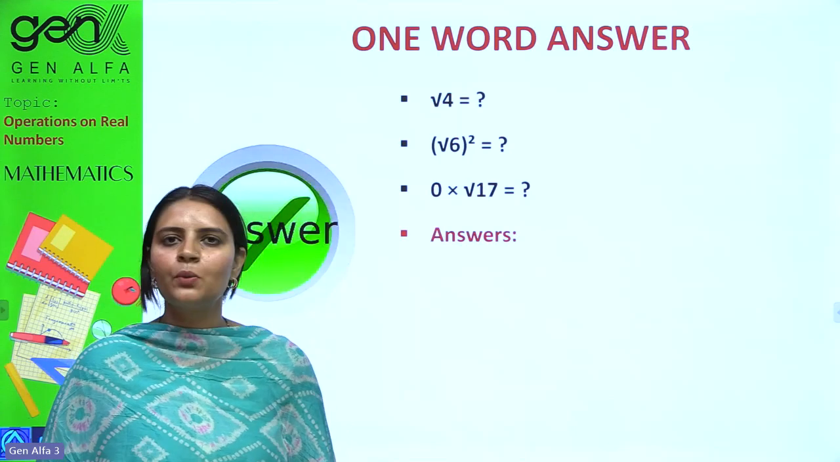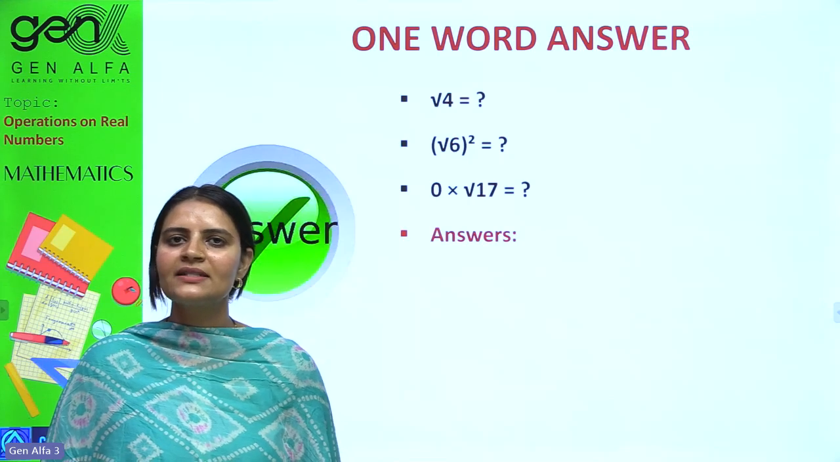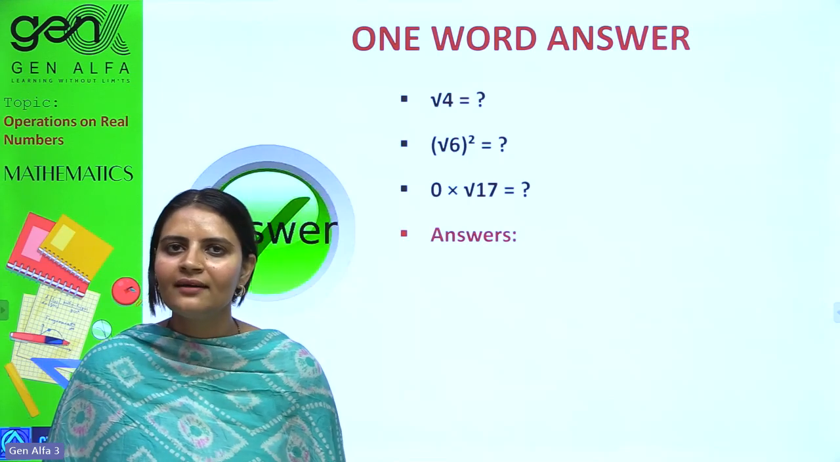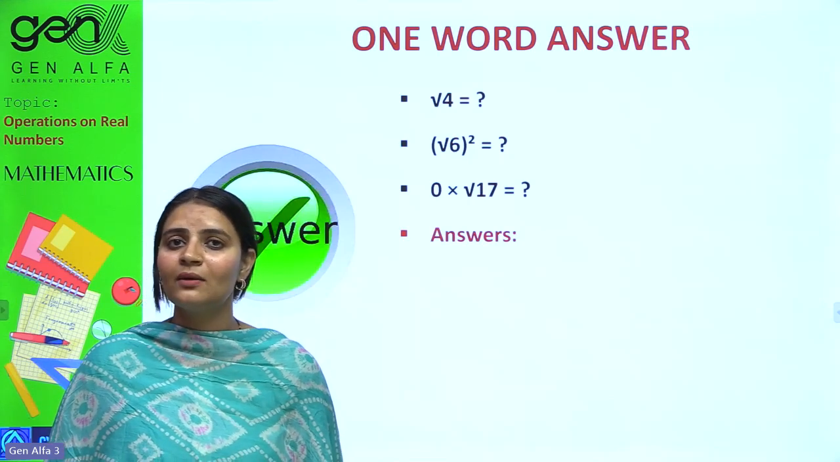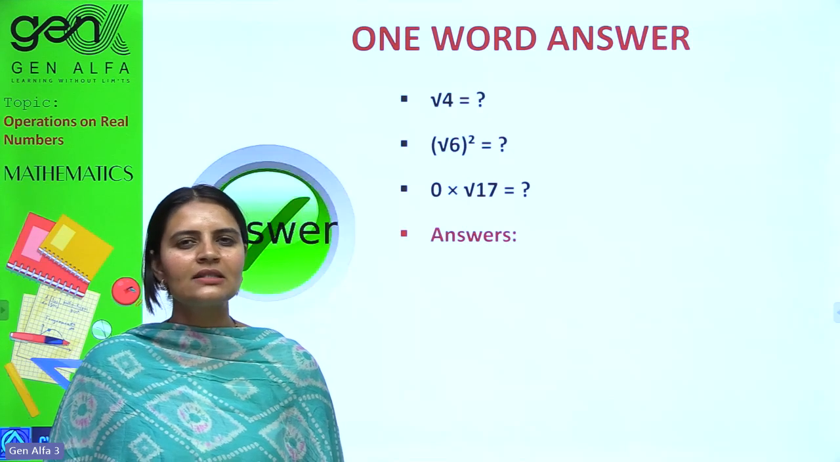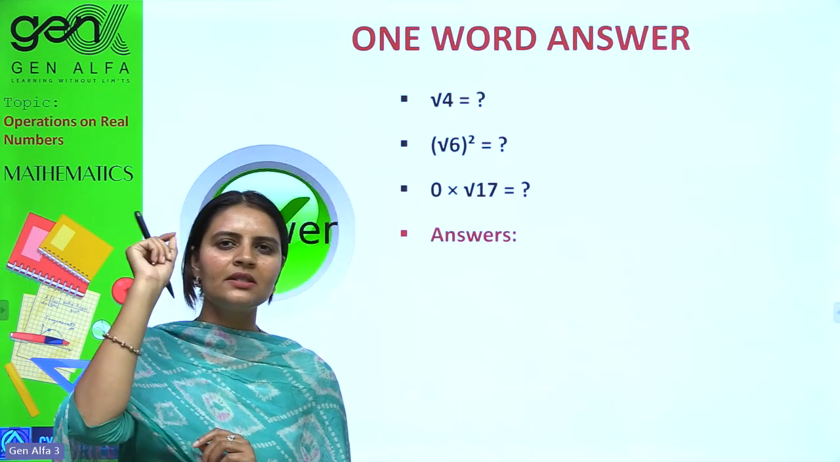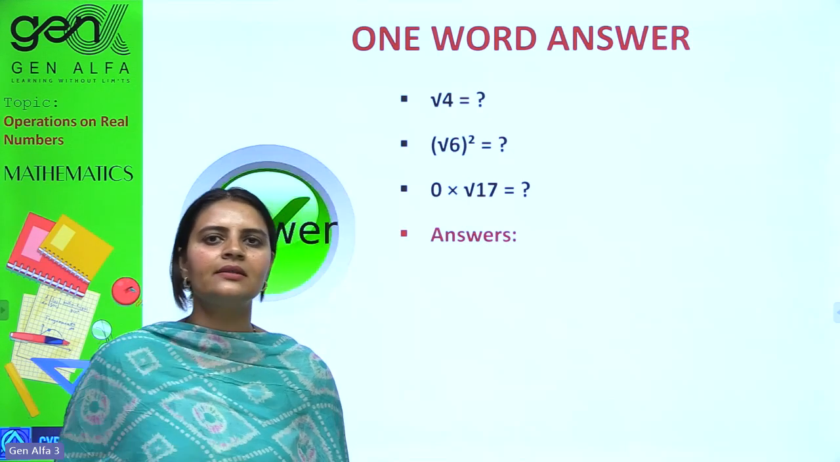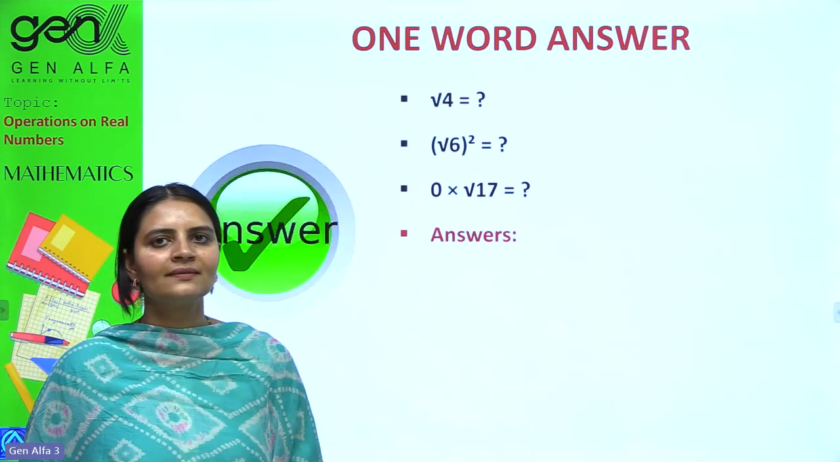Root 6 whole squared. The square root is getting cancelled with the square. It doesn't matter what number you are taking. Just observe that a square is present and a square root is present, get them cancelled. And your answer would be what?